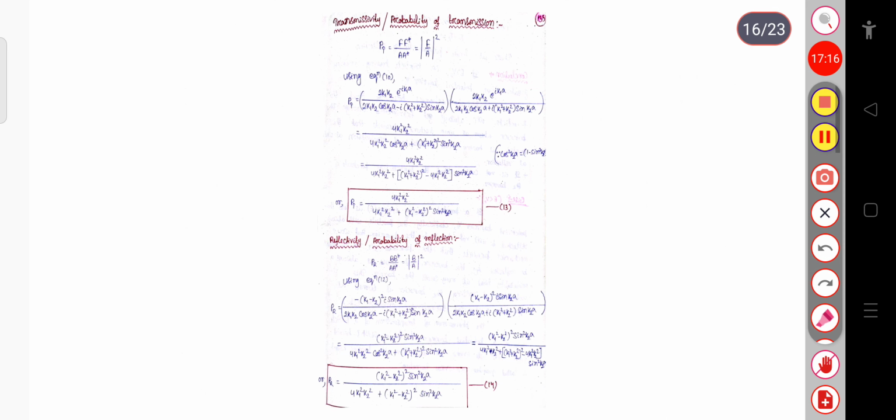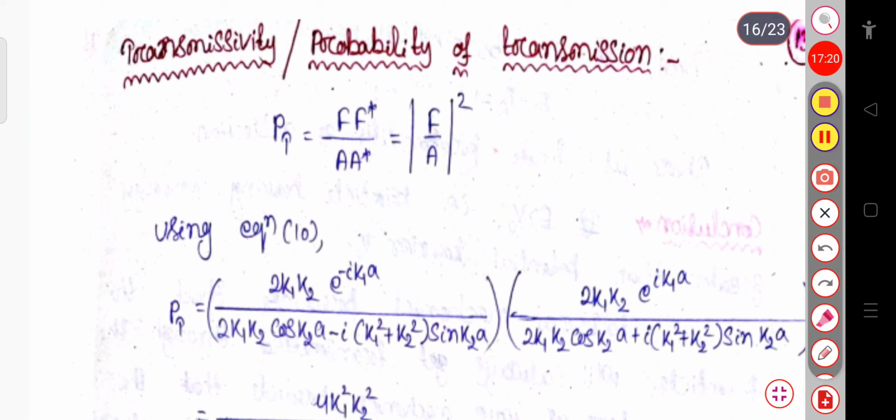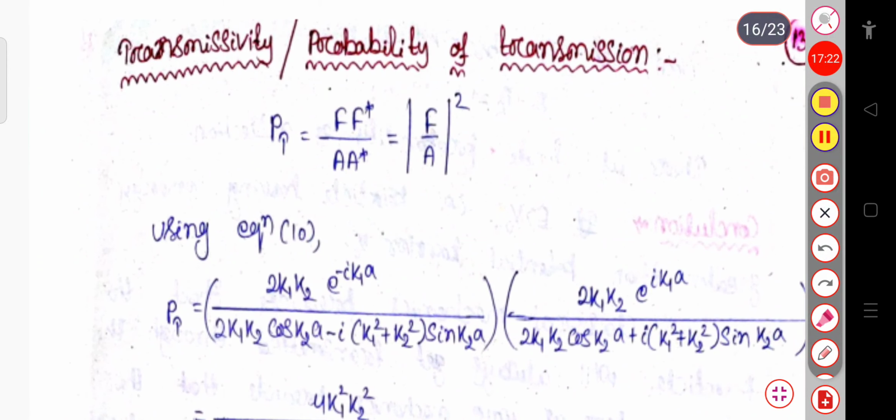Now here we will discuss the transmissivity or the probability of transmission. So the probability of transmission means this is the density of the transmitted wave, divided by, this one is for your incident. So F into F star divided by A into A star, that is equal to mod F by A whole square.